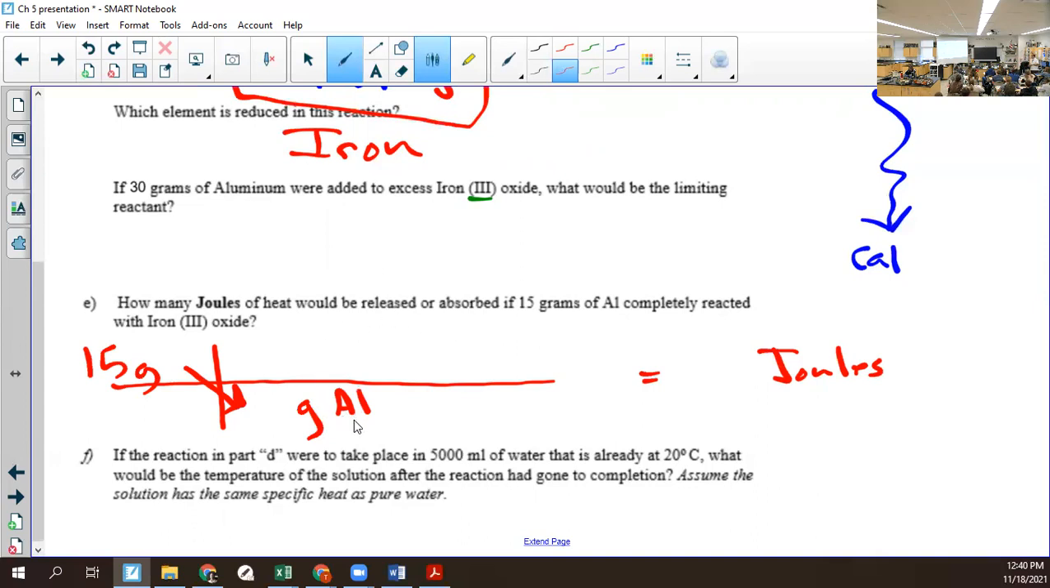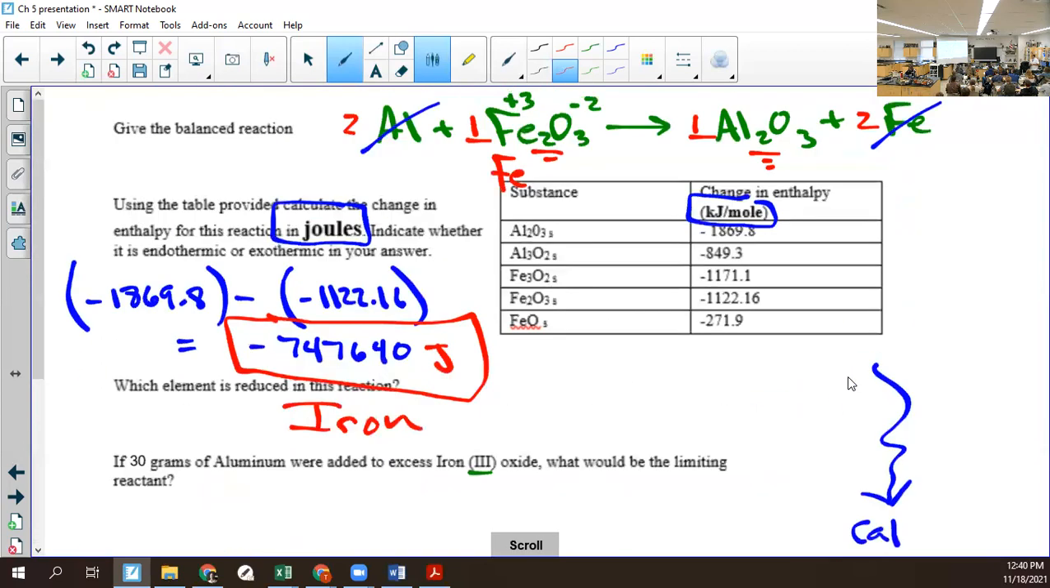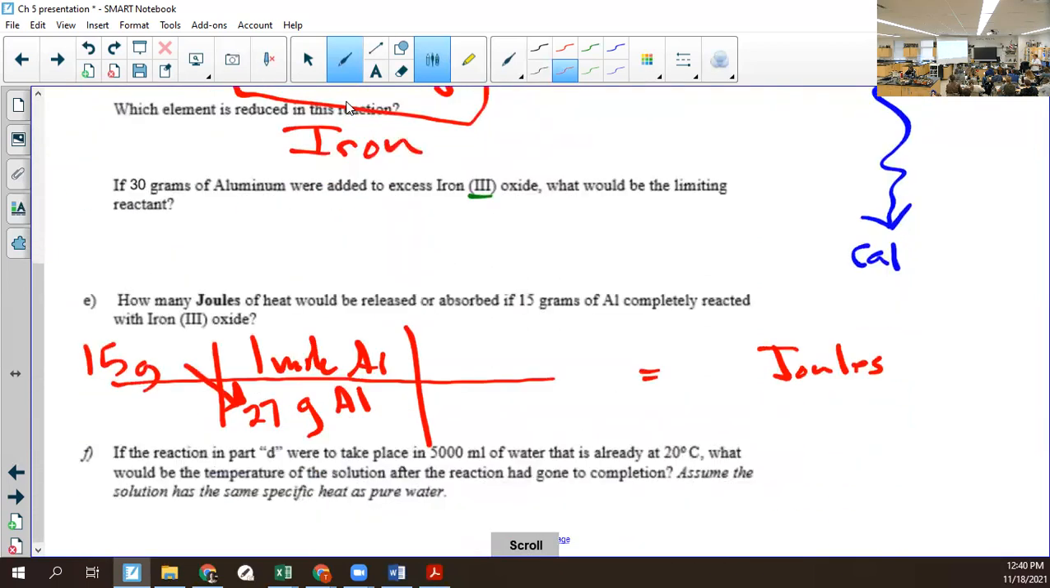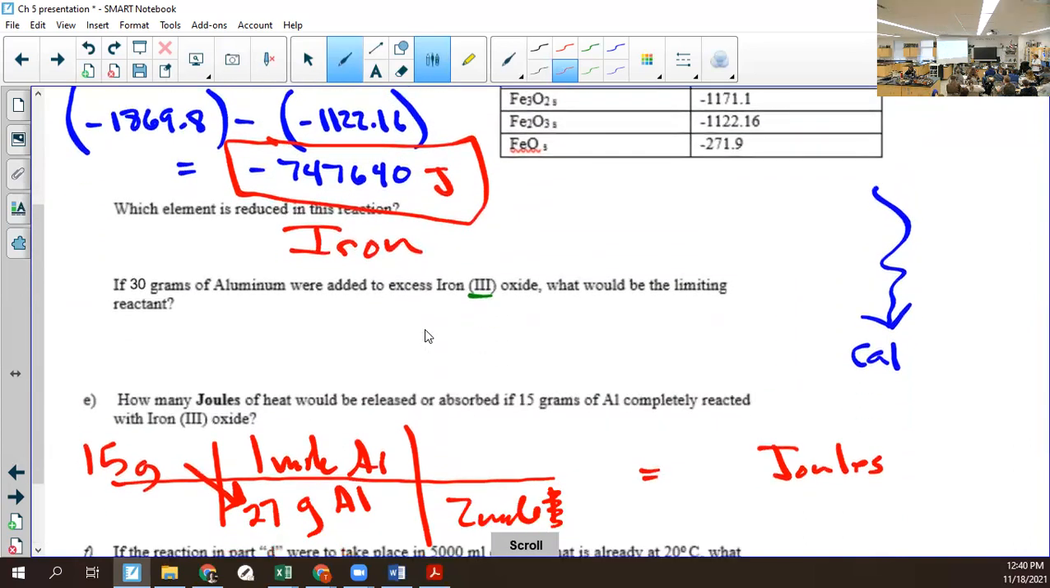Okay, so how many grams are there in aluminum? I'm going to say 27 grams per every what? 1 mole of Al. Okay, do I have a relationship between joules and moles? Yeah, look up here. And I answered Preston sort of incorrectly. This is our answer, but for Al, what was the moles? 2. So for every 2 moles of Al, we had 747.